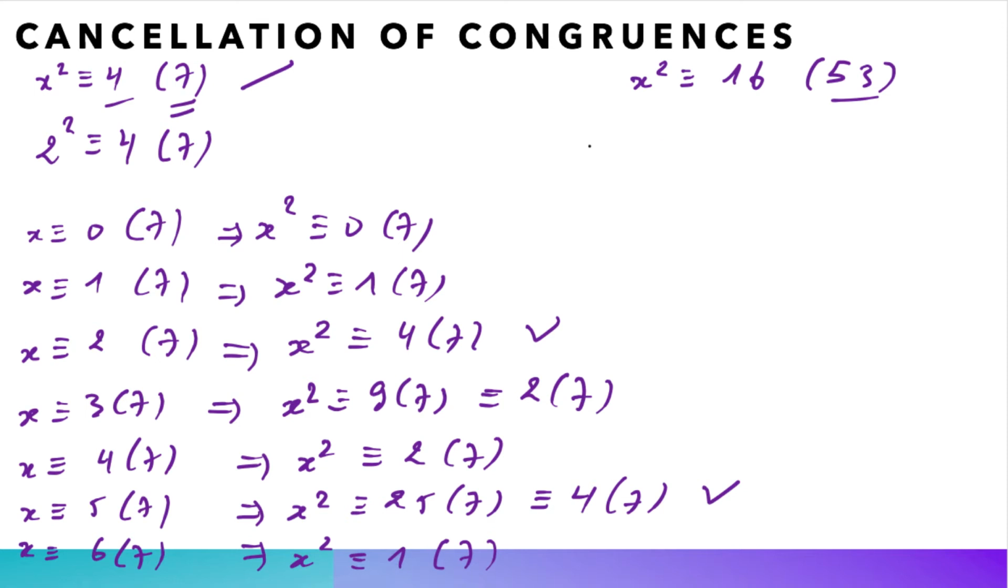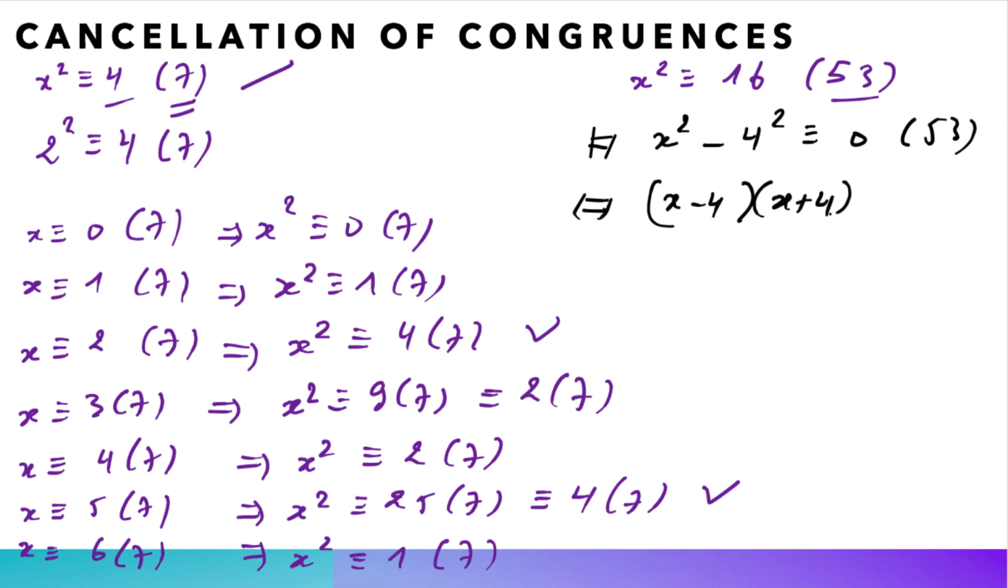Indeed, this equation here is equivalent to x squared minus 4 squared is congruent to 0 modulo 53, which is equivalent to x minus 4 all times x plus 4 is congruent to 0 modulo 53, and I used here that a squared minus b squared is equal to a minus b all times a plus b, which holds actually in congruences as well. Now we know that if here we have a prime number, then a times b congruent to 0 means either a is congruent to 0 or b is congruent to 0.